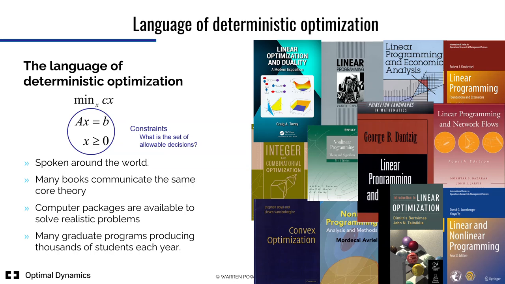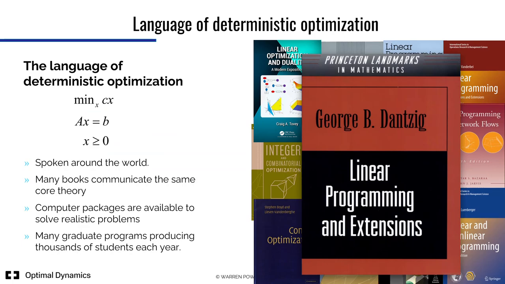Now, this is a language spoken around the world by people with the training. There are thousands of students coming out of universities every year with training in this language. There's standard computer packages, graduate programs with an endless flow of students. All of these books speak the same language, and it's because they all come from one book, Dantzig's first book on linear programming, that really launched the field.